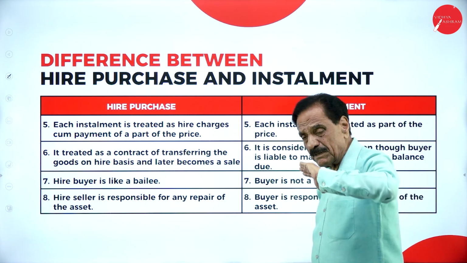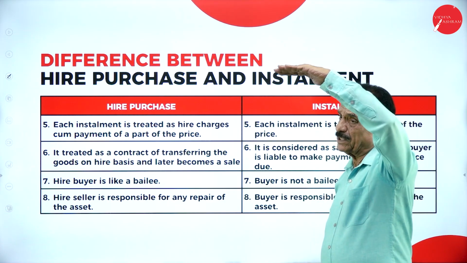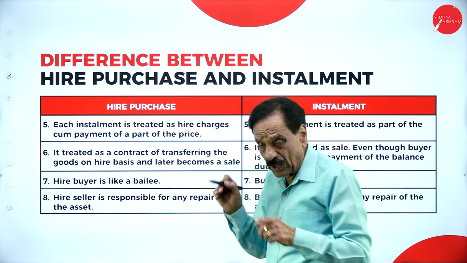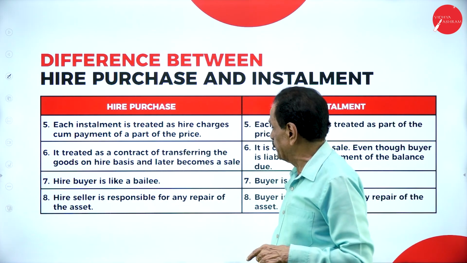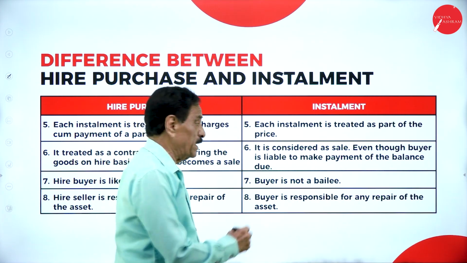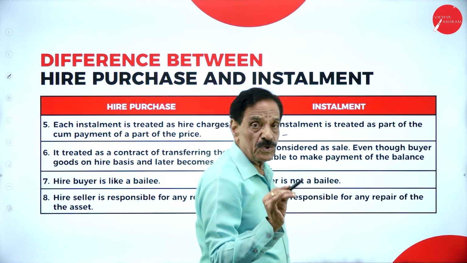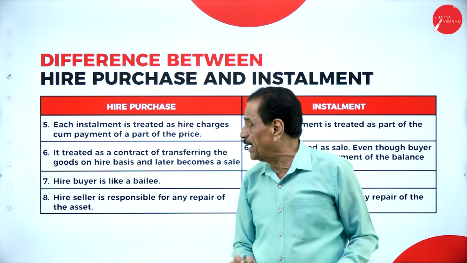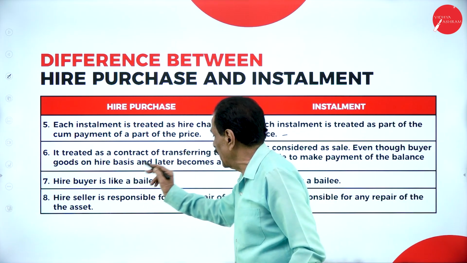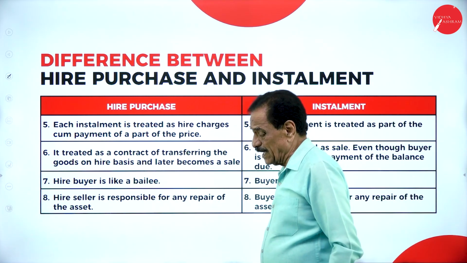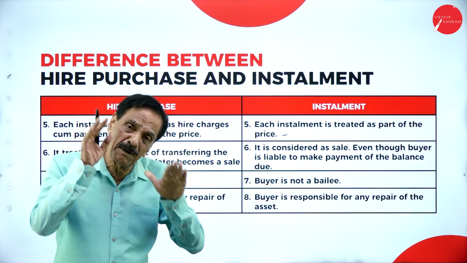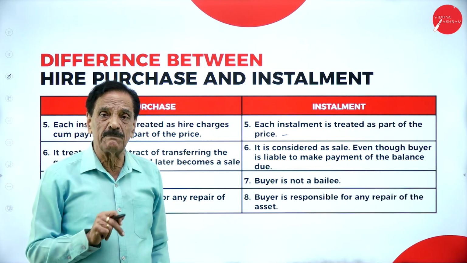Each installment is the total cash price plus interest. Each installment we are paying is treated as hire charges, as well as payment of a part of the price. Each installment is considered a part of the price. It is treated as a contract of transferring the goods on a hire basis, which later becomes a sale. It cannot become a sale at the time of agreement. It only becomes a sale after the last installment is paid.